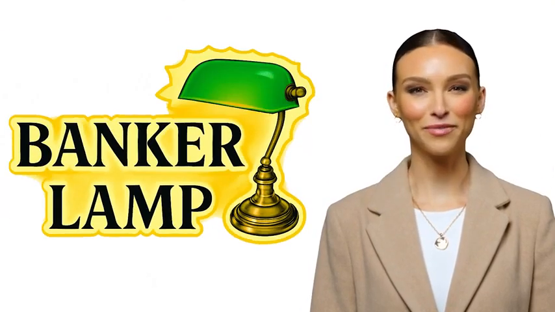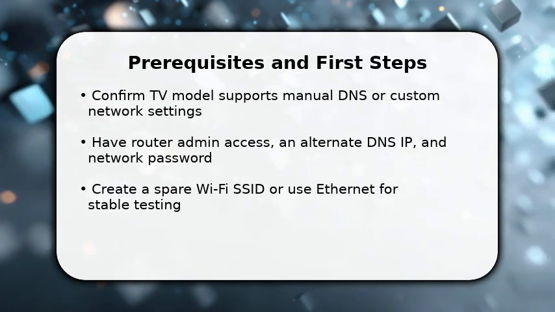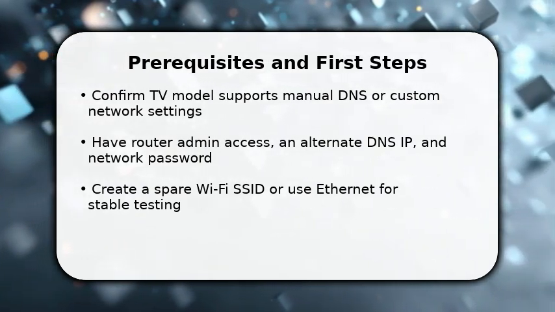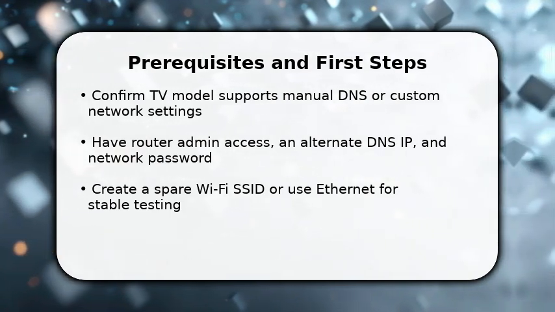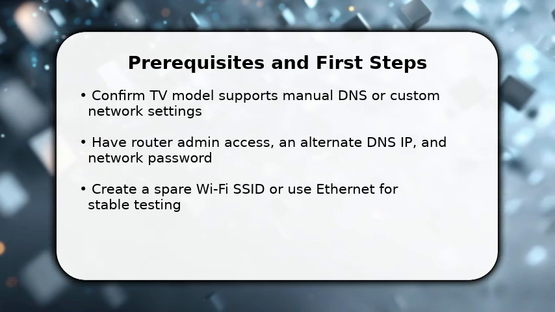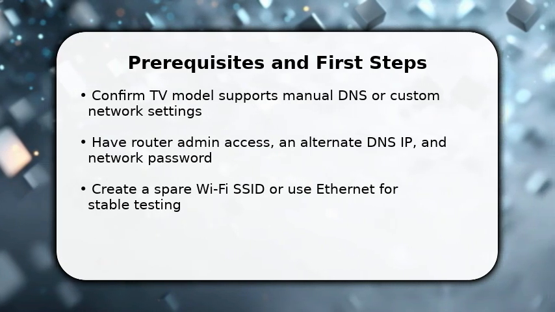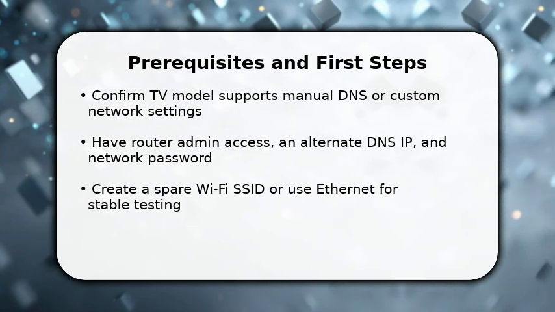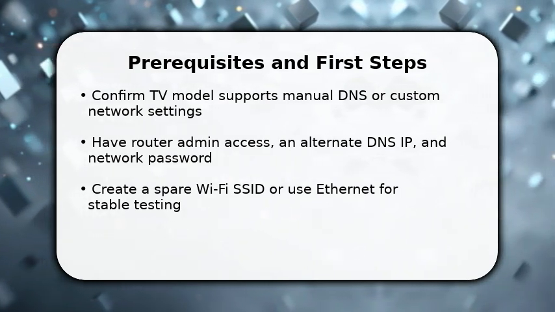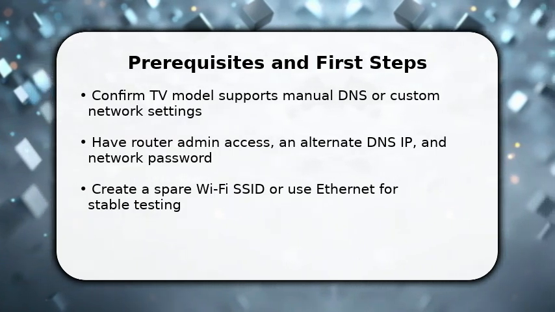Please enjoy the video. You start by verifying compatibility and gathering tools: the TV network menu, router admin login, and the DNS IP you intend to use. On the TV, open network settings and choose manual or static configuration instead of automatic. Enter the router SSID and password if on Wi-Fi. If possible, use Ethernet for fewer variables. Once the TV prompts for DNS, pause and note the current DNS values so you can revert.